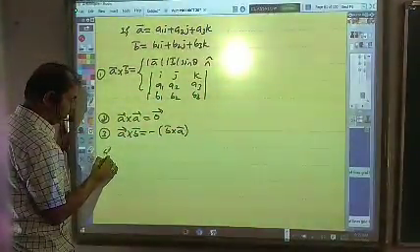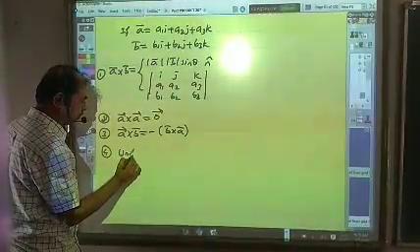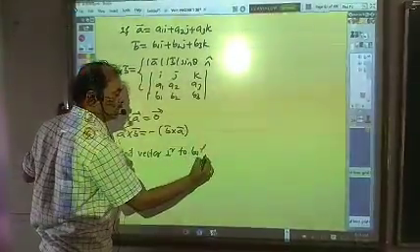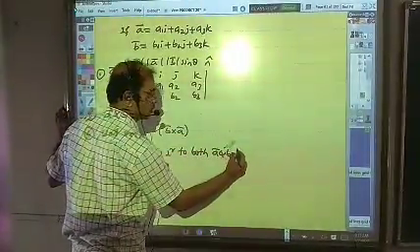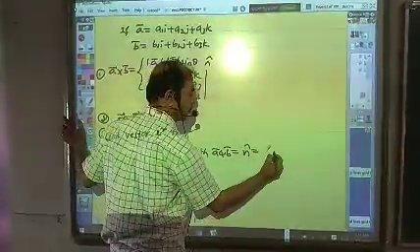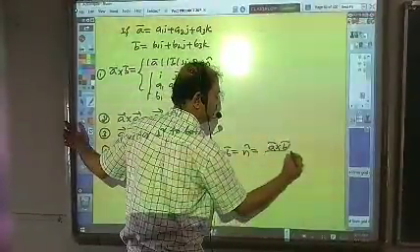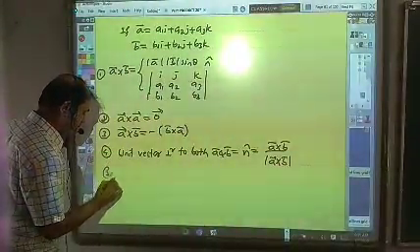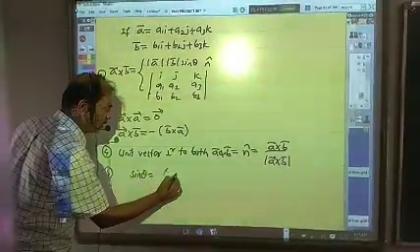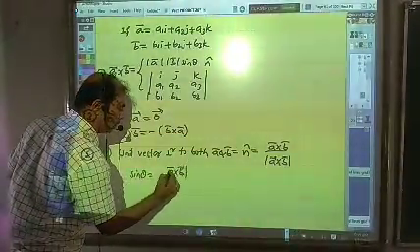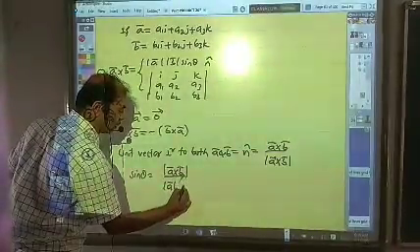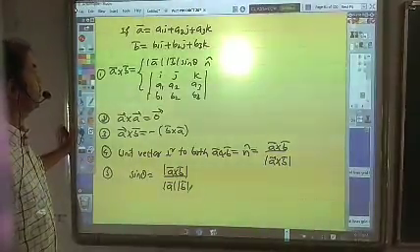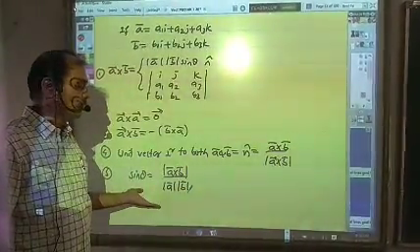Then fourth point, the unit vector perpendicular to both A and B is n cap, A cross B divided by magnitude of A cross B. Then the formula for sin theta: sin theta is magnitude A cross B divided by magnitude A, magnitude B. So remember these points about the cross product.